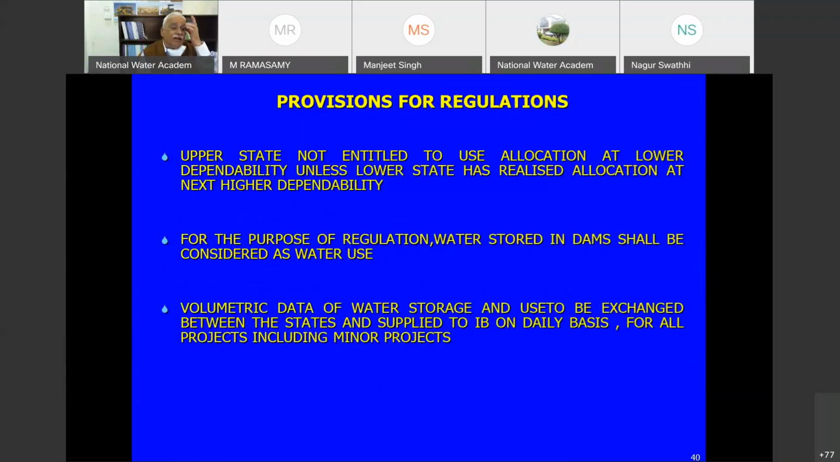Upper states are not entitled to use allocation at lower dependability unless the lower state allocation has realized allocation at the next higher dependability. For the purpose of regulation, water stored in dams shall be considered as water used. Volumetric data of water storage and use to be exchanged between the states and supplied to the implementation board on a daily basis for all projects including minor projects.